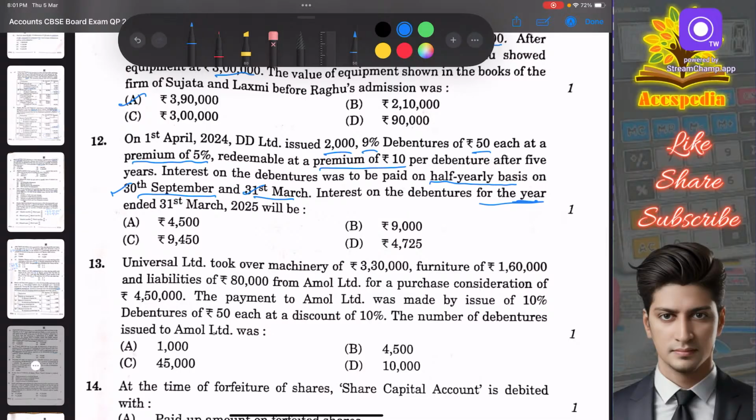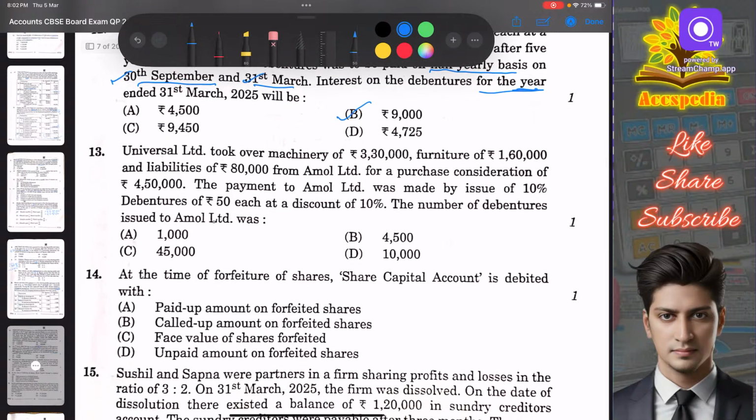So the face value is 2,000 into 50, which is 1 lakh. 1 lakh at 9% interest is 9,000. So this is 4,500 on September, 4,500 on March. So for the year we have 2 interest, which is totally 9,000 transferred to the statement of P&L.